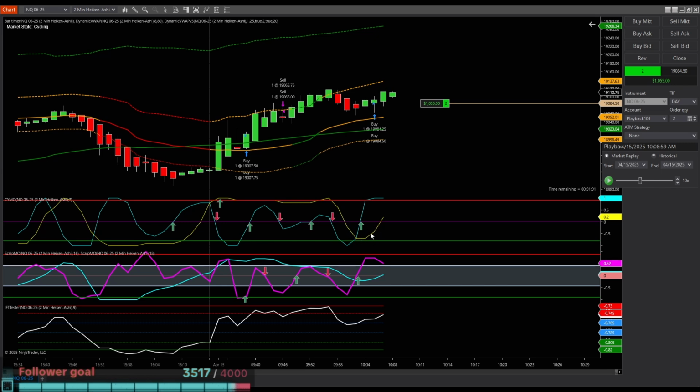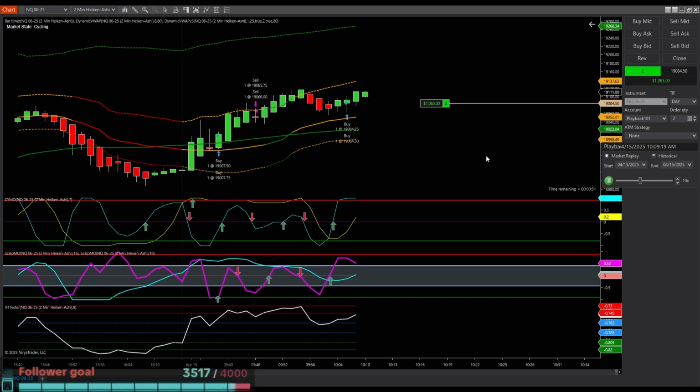And this little about face right there, guys, tells you that you are not in a trend. If this had fallen all the way down, then this would have given me more confidence to take the trade to the downside. But this bad boy just curved up. So let's go and see how this trade played out.